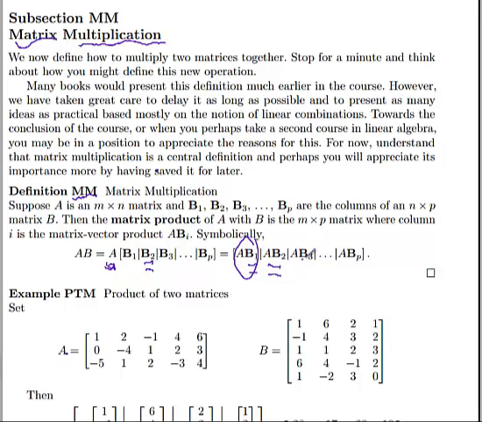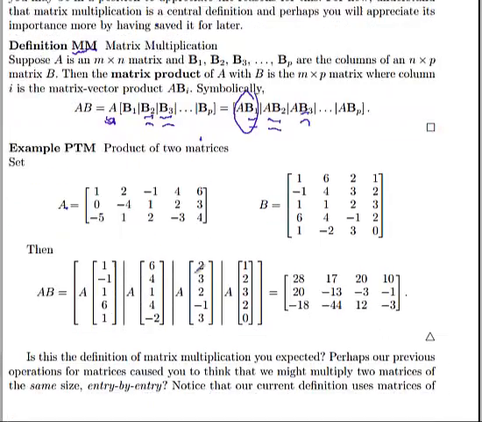The third column of the result is the matrix A multiplied by the third column of B, and so on down the list. Okay, so we're just building up the definition of matrix multiplication by using the definition of matrix-vector multiplication. Let's look at this example here.